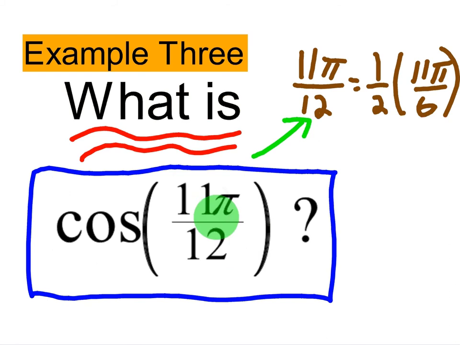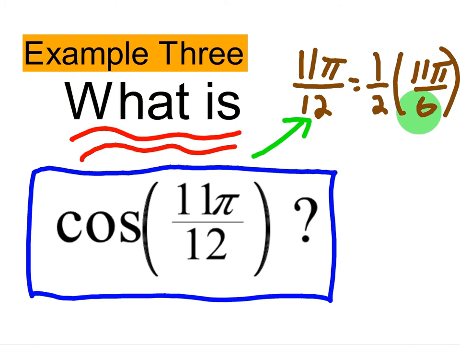For this example, we're going to be using radians. So we have cosine of 11 pi over 12, and this is example 3 of using half angles to figure out trig ratios at certain angles. So the question is, how do we use a half angle if we're given 11 pi over 12 to figure out what that is? Well, notice that 11 pi over 12 is nothing more than half of 11 pi over 6. And 11 pi over 6 is actually on the unit circle.